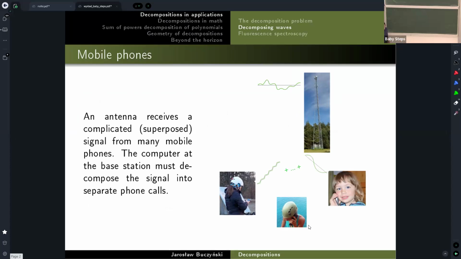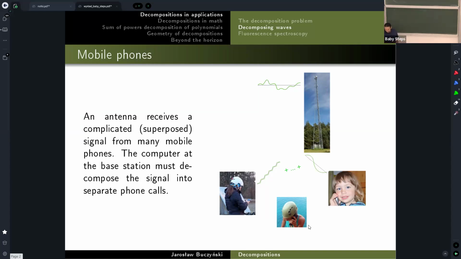Many of you have mobile phones in your pockets right now, and there is a single antenna that collects all the signals from your phones. If many of you at the same time start talking through your mobile phone, then the antenna must decompose these superposed signals from many cell phones into separate conversations.